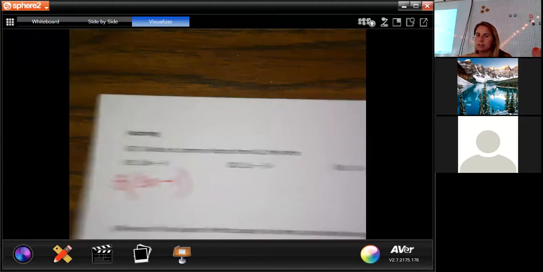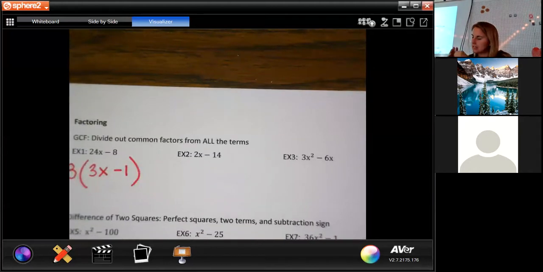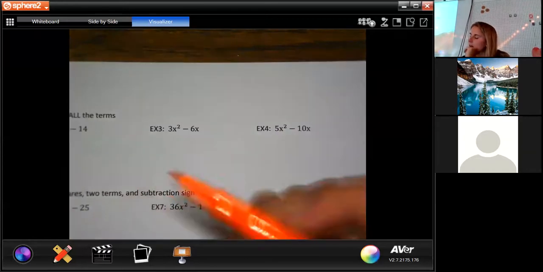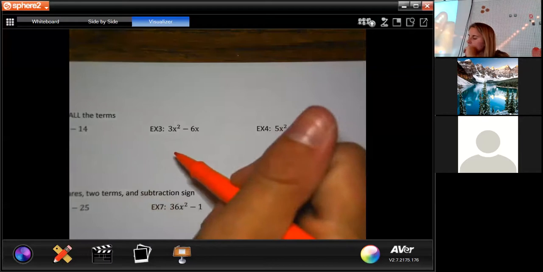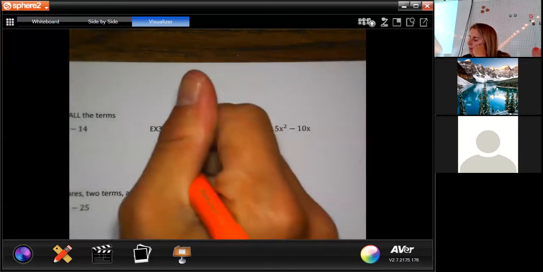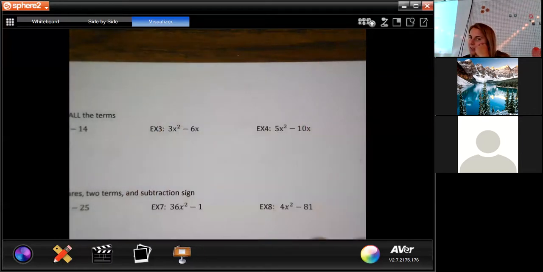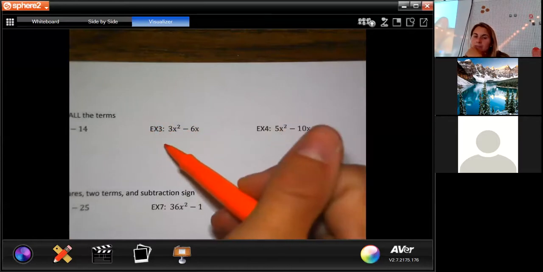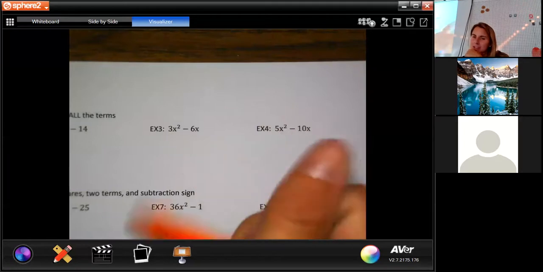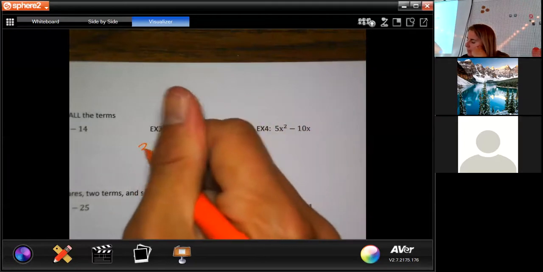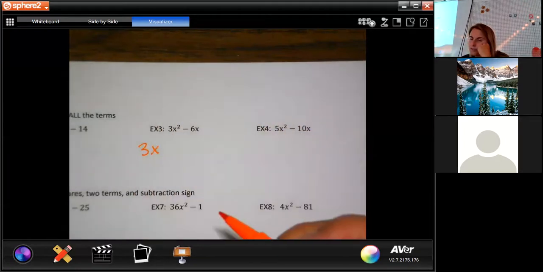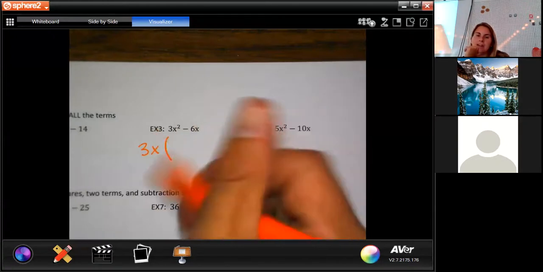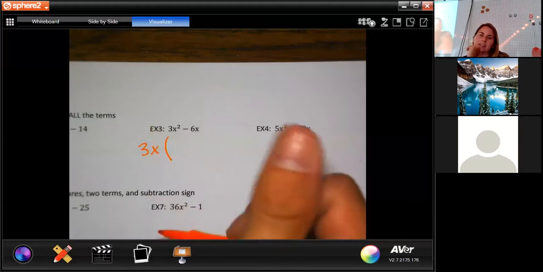All right, so I'm going to whip through some of these. I'm going to skip number 2. Y'all can do that one for practice. Number 3, they both can be divisible by 3. You can divide both those numbers by 3, nothing higher than 3 though. And they also both have an X with them. So we can take a 3X out. That's your whole GCF, because they both can be divided by 3 and they both have an X.